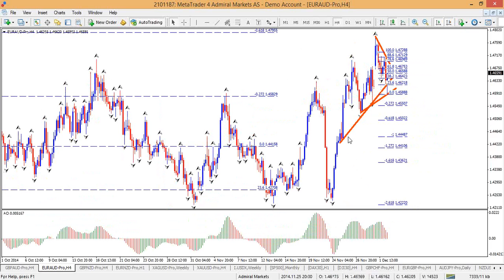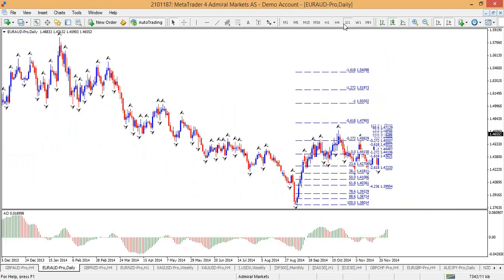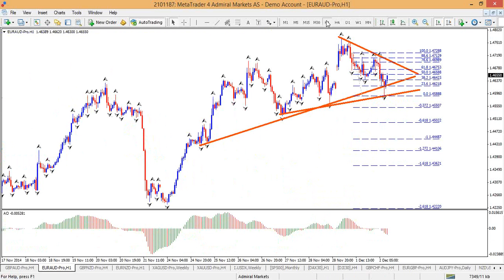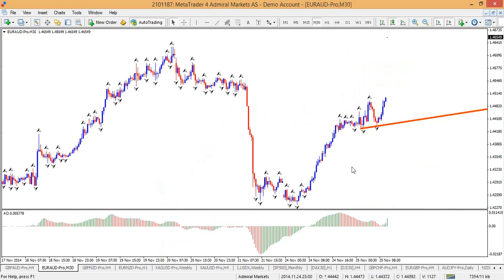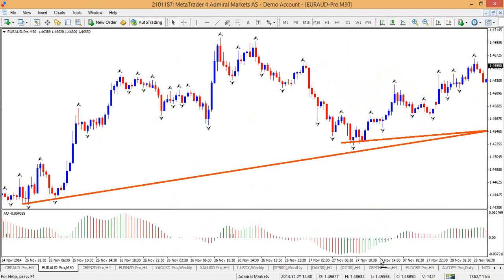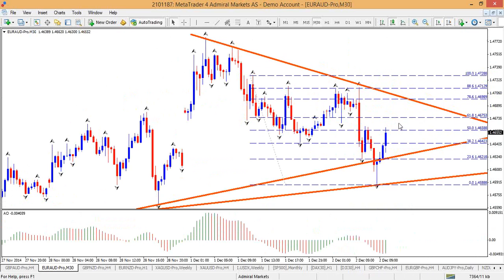And there is a 4-hour divergence between these tops, and a 1-hour divergence. So I think it's not a bad plan. One could even look on the 30-minute chart to see if there's, for instance, some kind of wick here at the 61.8 or the 78.6. Any kind of rejection signal at these fibs.